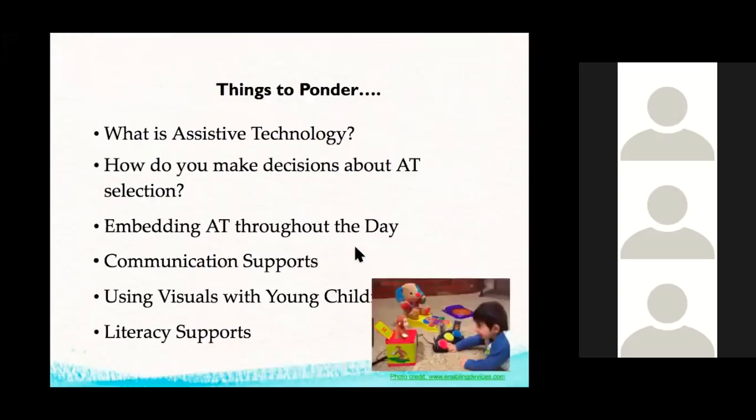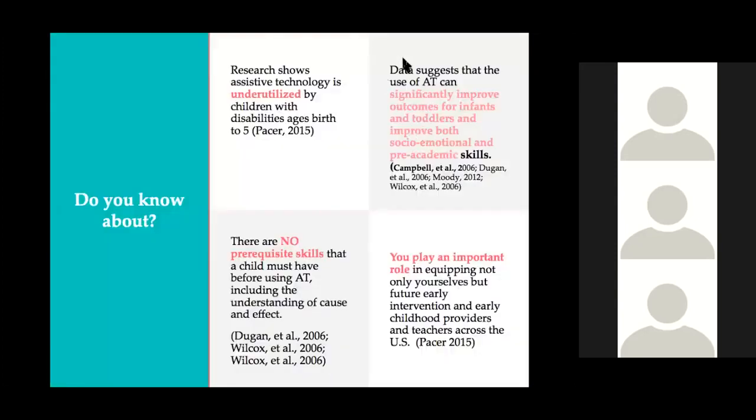Just a few things to think about today: we're going to do some basic overview of assistive technology. So what is AT? How do you make decisions about AT? And how do you embed AT throughout the day? I have a lot of slides, and we're just going to pop through lots of pictures of assistive technology, and we hope that prompts you to think about some additional ideas for AT related to communication and using visuals and literacy supports as well.